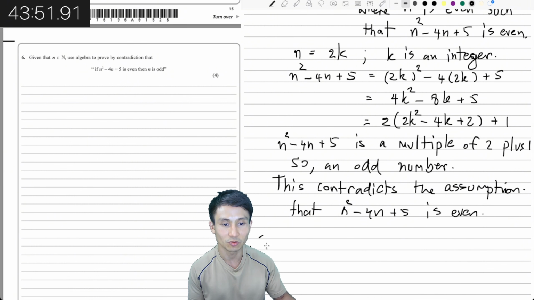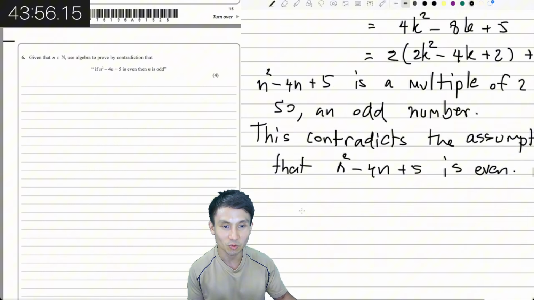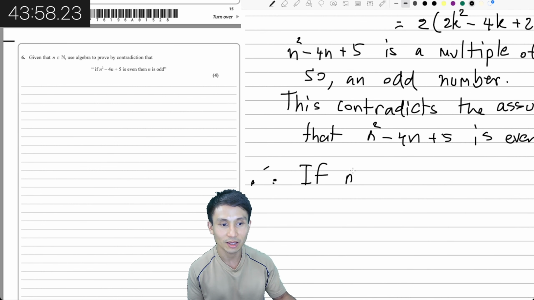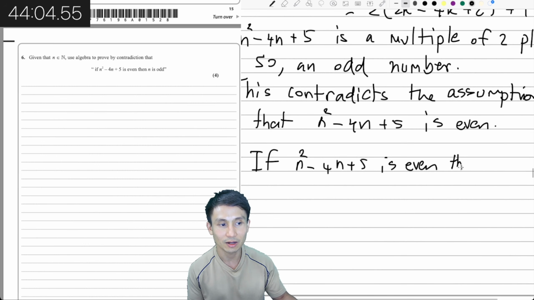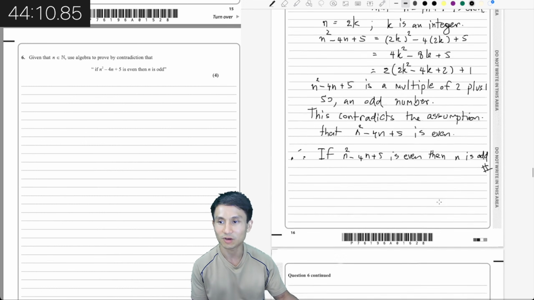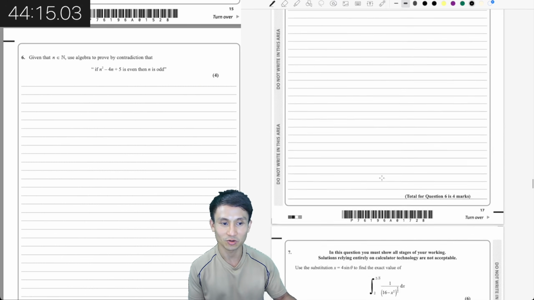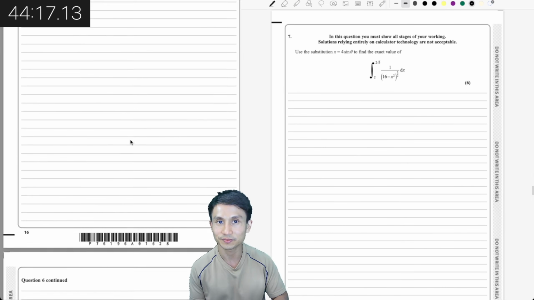Therefore, that's the concluding step. We just write whatever we want to prove. If n squared minus 4n plus 5 is even, then n is odd. Just a no-brainer step here, really. It's just writing down what we are required to prove. And I'm done with that. I'm just going to go do question 7 now.